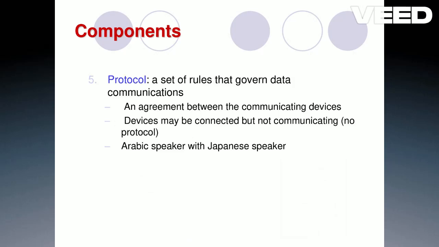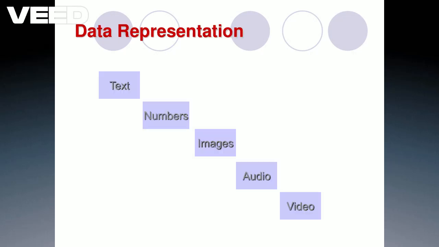And the next one, protocol. Up to now, we have discussed the sender, receiver, and message. Next, we are going to learn the concept of protocol. Protocol means a set of rules that govern the data communication. And the next one, data representation.